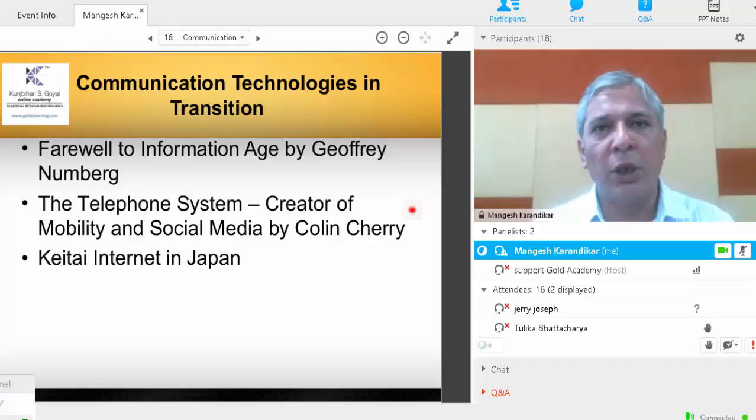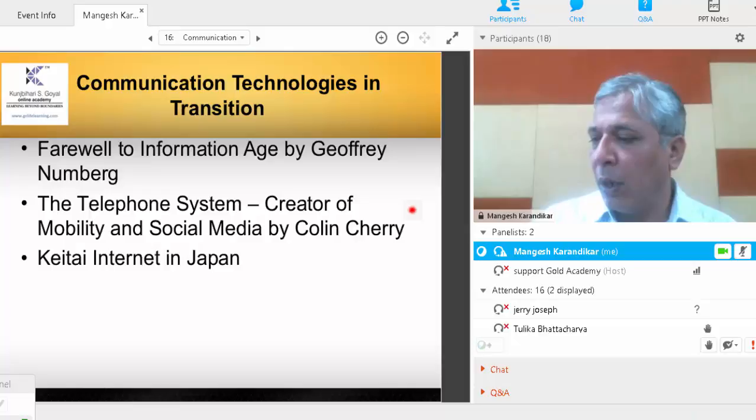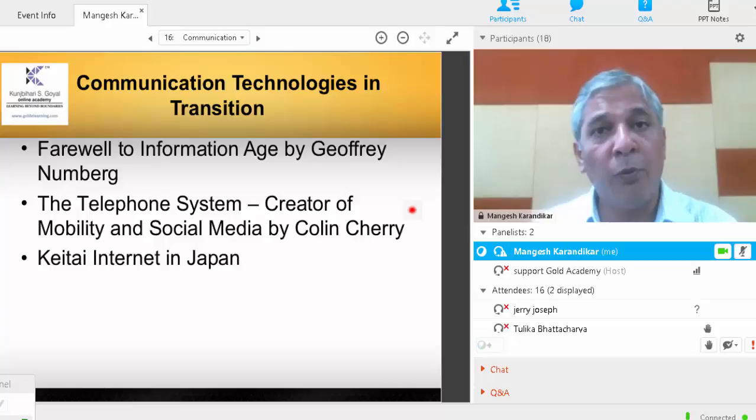Remember that because of telephone networks, you could think of computer networks. Because of these networks, you could think of networking your computers and networking your mobile phones. We are still talking of mobile as phones and not cameras.